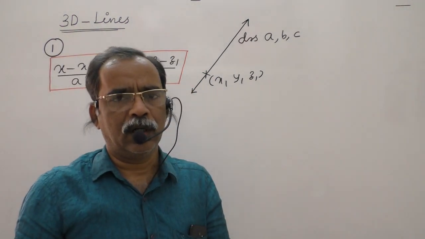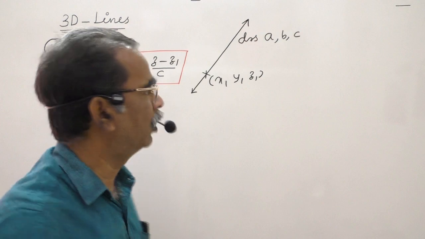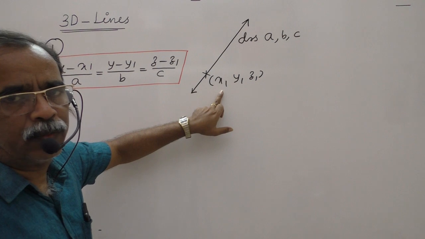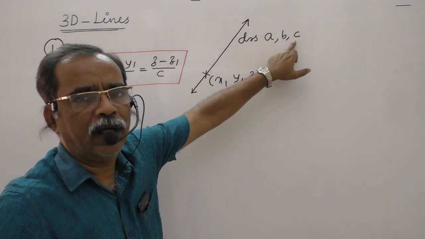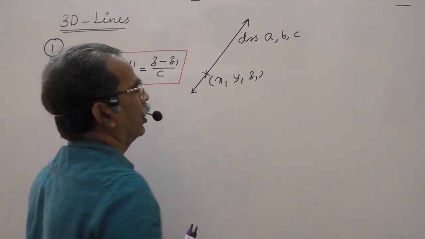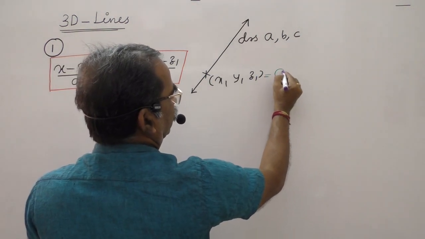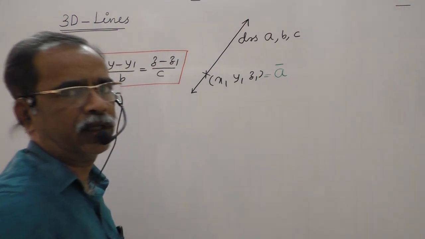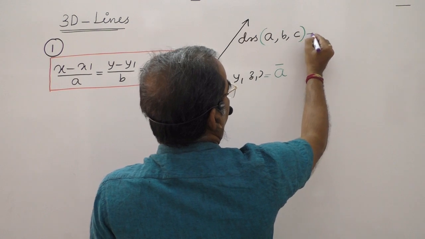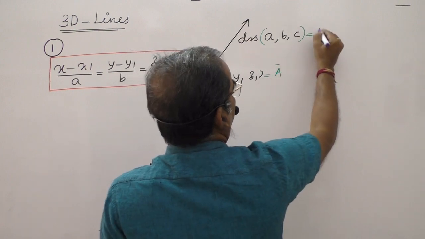DRs in the Cartesian system are similar to a parallel vector in vector algebra. So this is a line, passing through this point, and the DRs of the line are a, b, c. There is a formula in vector algebra. If I denote this point by a bar, that is the position vector of the point. And what is a, b, c? It is a parallel vector. I shall denote this by b bar.